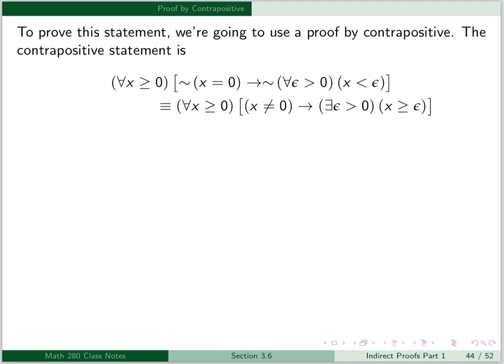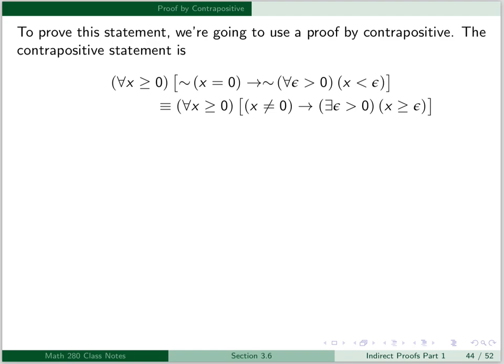Whoops, sorry, let me back up. We're going to use a proof by contrapositive, as I said. So we start by writing the contrapositive statement. The contrapositive statement is: for all x greater than or equal to 0, not x is equal to 0 implies not for all epsilon greater than 0, x is less than epsilon. So we flip the hypothesis and conclusion and we negate each of them.